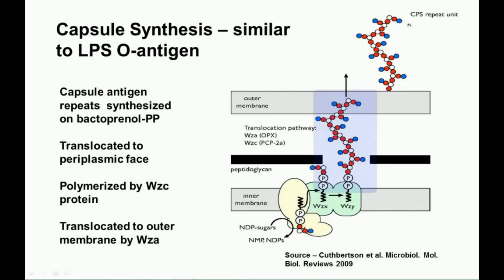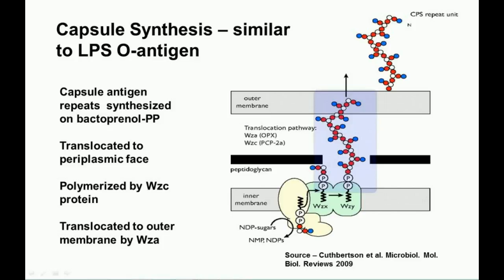Now, how are they produced? Once again, you won't need this for the exams because we don't show this for the other L2 students, but I think it's interesting to know. Because it's really quite similar to what we've already seen for the synthesis of peptidoglycan and LPS, at least the O repeats. So it all starts in the cytosol.